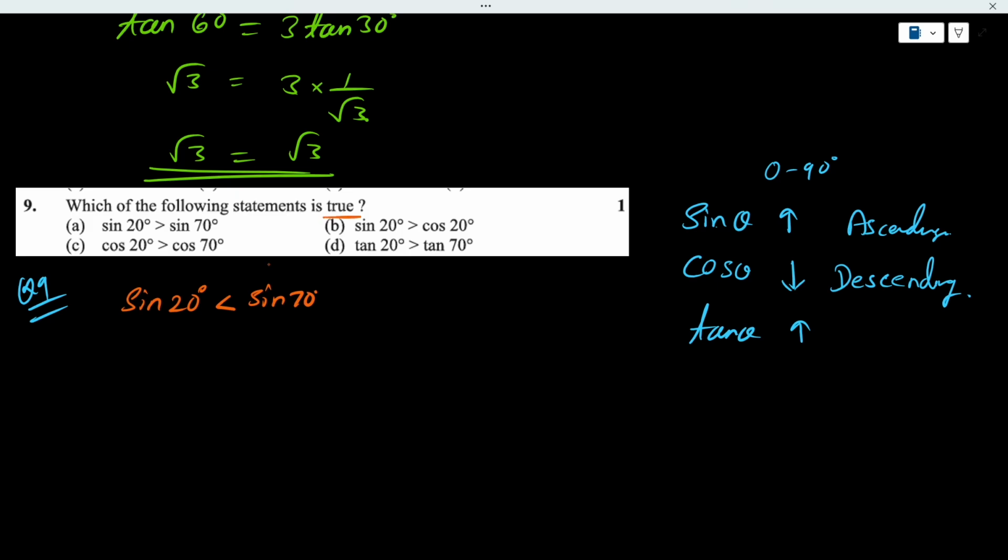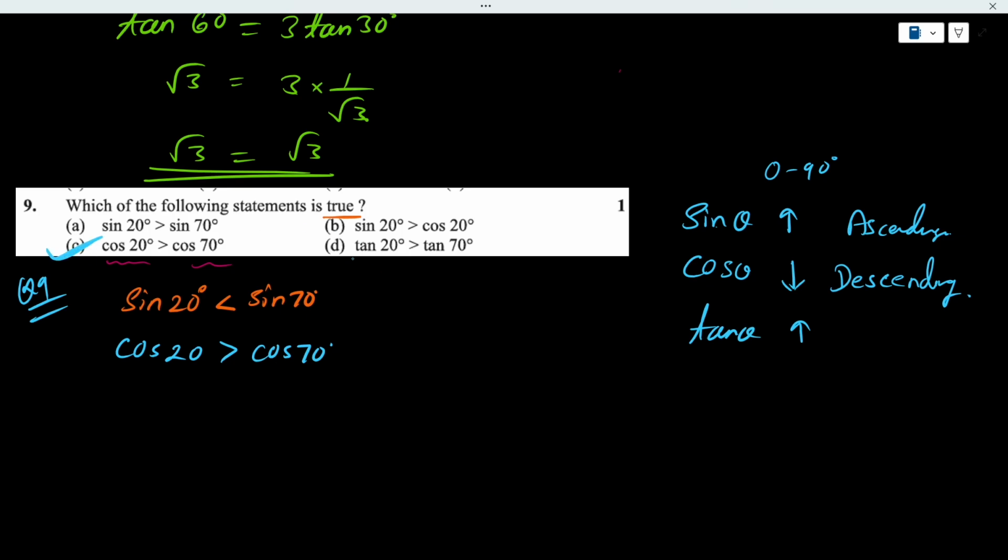We need to find out whichever is true. Similarly here, sine 20 is greater than cos 20. You know that for cos, the smaller the angle, the greater the value will be. So this has to be greater, not smaller. So option B is also false. Then option C, cos 20 is greater than cos 70. Just now we have seen that cos theta is decreasing from 0 to 90 degrees. So cos 20 is definitely going to be greater than cos 70. So this is going to be true, right?